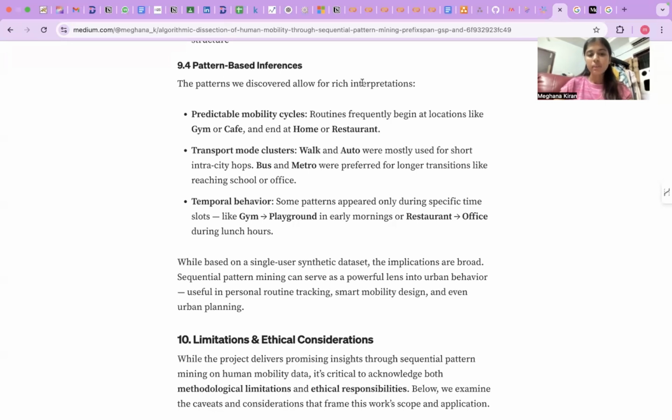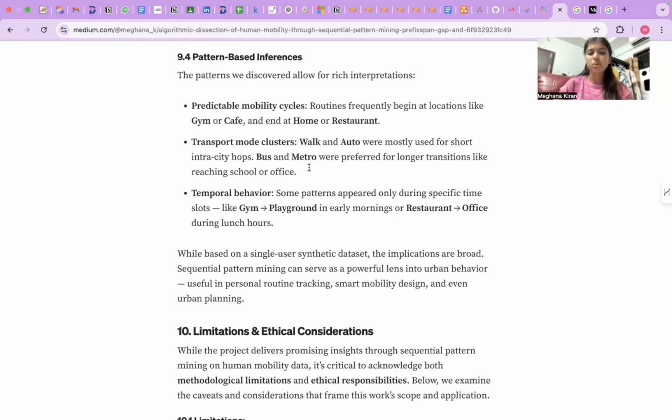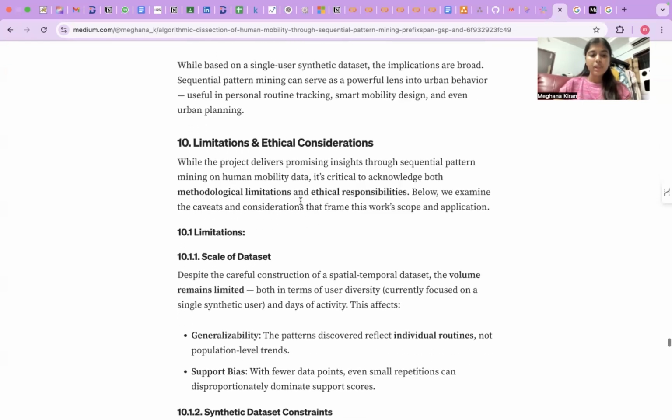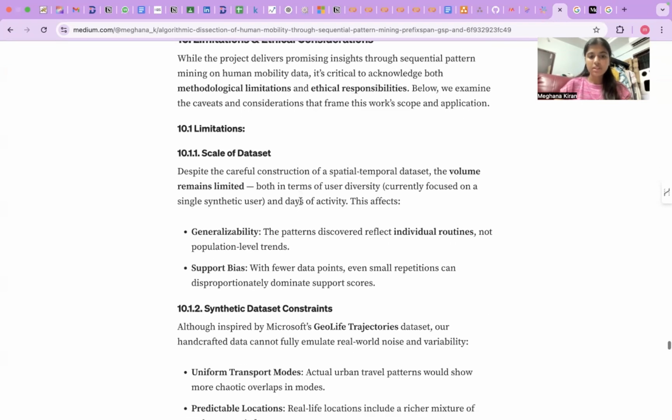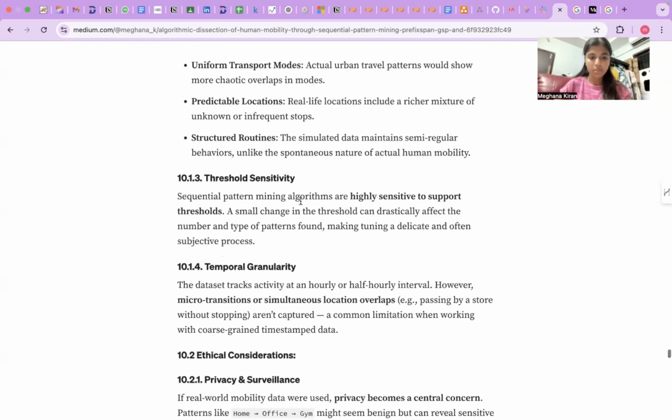And then we have some pattern-based inferences, such as routines that frequently begin at locations like the gym or cafe, like gym in the morning, usually end with home or a restaurant. And we have some temporal behavior, such as patterns that appeared only during a specific time, such as gym in the morning, followed by playground for a recreational activity in early mornings, or restaurant to office and office to restaurant during lunch hours. And these are some limitations and ethical considerations that we have to consider. That is a part of the blog.